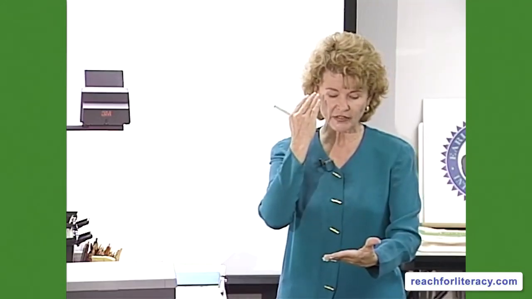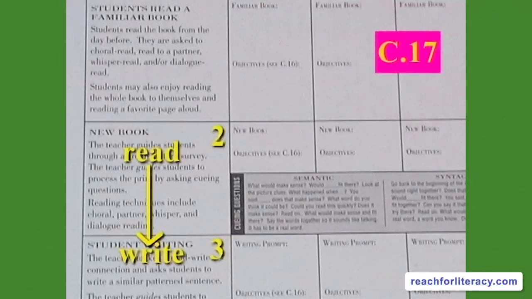And this read-write connection here: reading, trying to figure out the words, going from here and trying to figure them out with the strategies, and then the writing going from here to reproducing. That reciprocal process makes this very, very strong. It takes about 16 to 20 minutes to do this lesson plan.